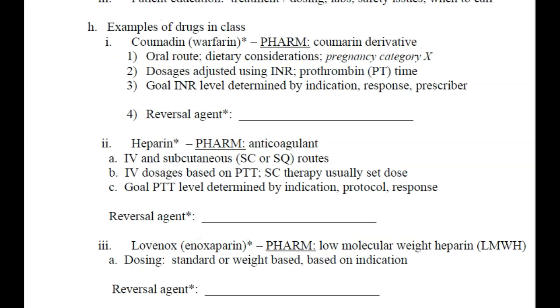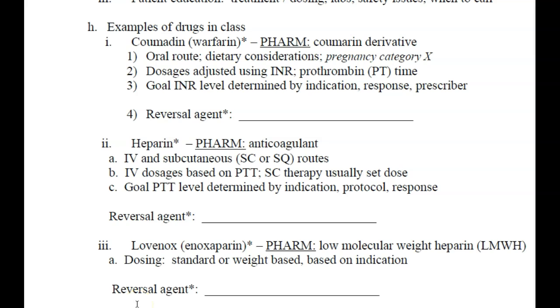Some examples of drugs in this class of anticoagulants are Coumadin or warfarin. The drug class for Coumadin is coumarin derivative. What it does is it inhibits vitamin K synthesis by bacteria in the GI tract and inhibits vitamin K dependent clotting factors.